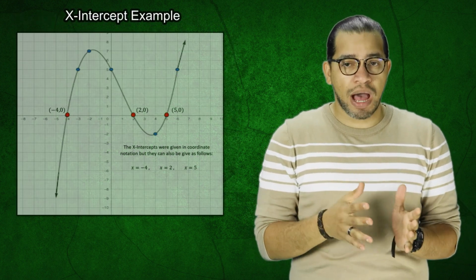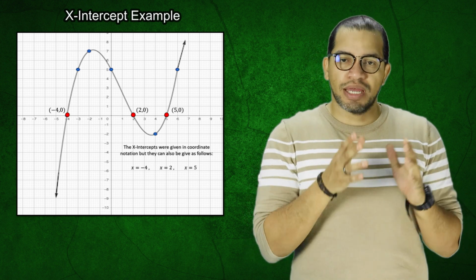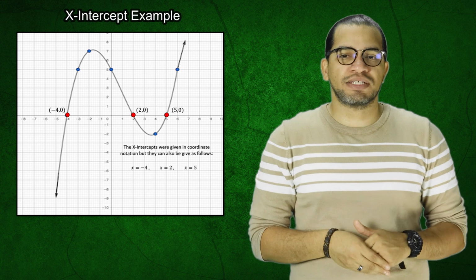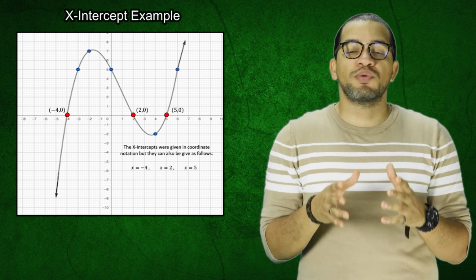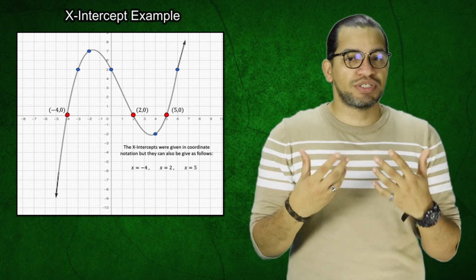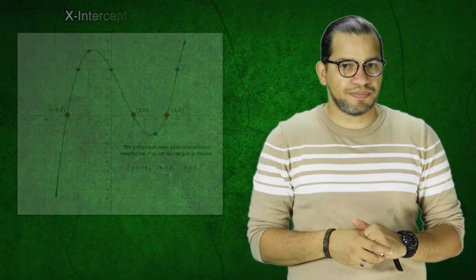Now, the x-intercepts of a function y = f(x) are the ordered pairs (x, f(x)) where f(x) is equal to 0. Graphically, we can notice this as the intersection between the graph and the x-axis.